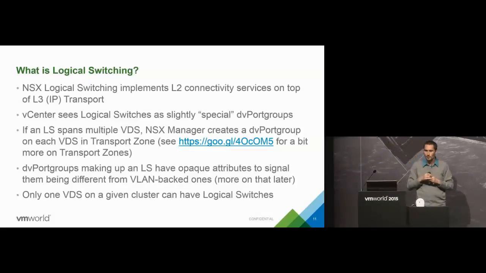So what is logical switching? Logical switching implements layer 2 connectivity on top of layer 3 IP transport. vCenter, as I mentioned, sees logical switches as slightly special DV port groups. I will share with you what this slightly special thing is. And if a logical switch spans multiple distributed switches, NSX Manager creates a DV port group on each. There's a little article that I wrote which goes into background details on how things work there, what's the relationship between the switches and transport zones and whatnot.